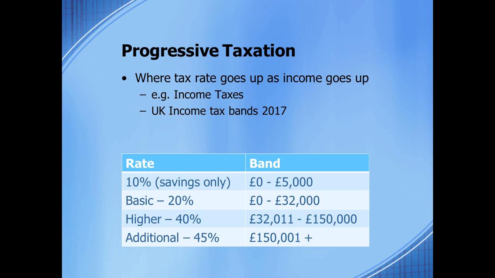If we think about progressive taxation, it's something with this automatic increase. So when the tax rate goes up as income goes up, and we think of income tax, and you can see below here the UK income tax bands for 2017. Basically, high rates equals a high tax to pay, and low rates equals a low tax to pay.